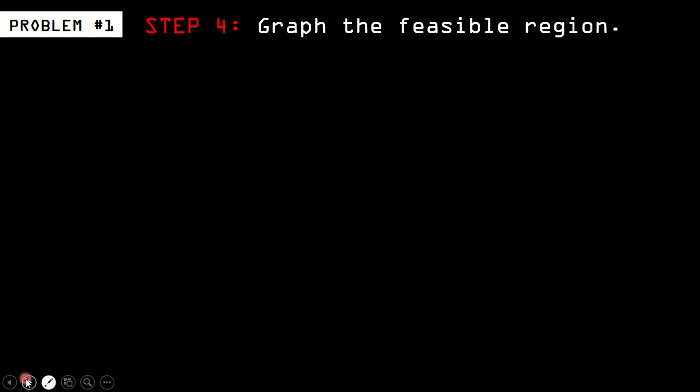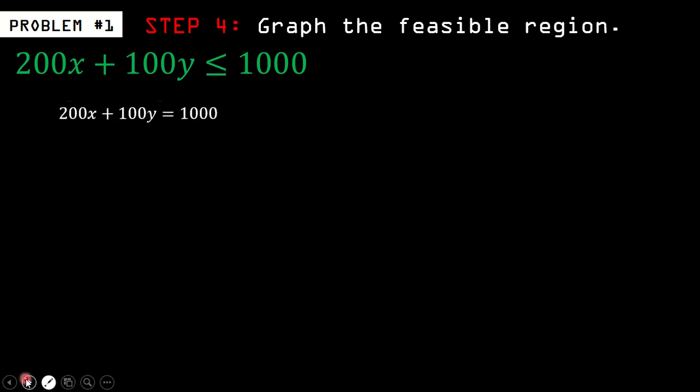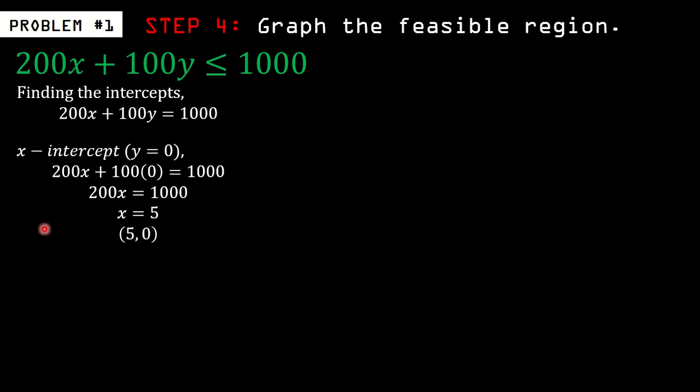The other constraint that we have is 200x plus 100y is less than or equal to 1000. Same procedure, we need to identify the intercepts. For the x-intercept, we let y be equal to 0. So we have 200x plus 100 times 0 is equal to 1000. And 100 times 0 is 0, so 200x is equal to 1000. So x is equal to 5. Therefore, the x-intercept is 5, comma 0.